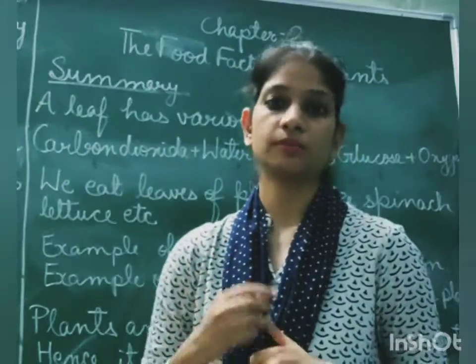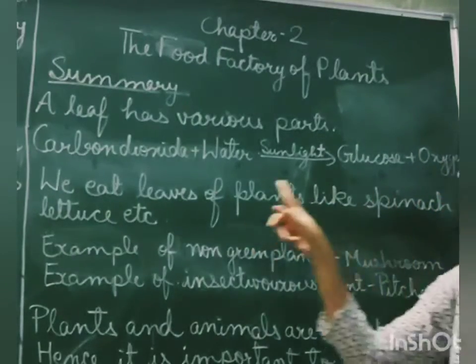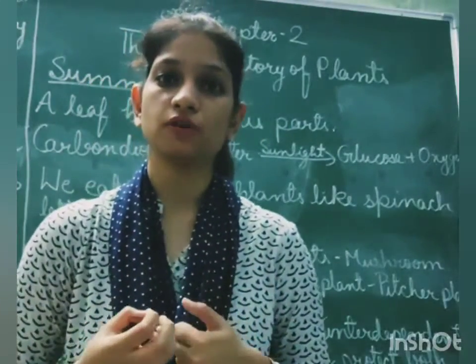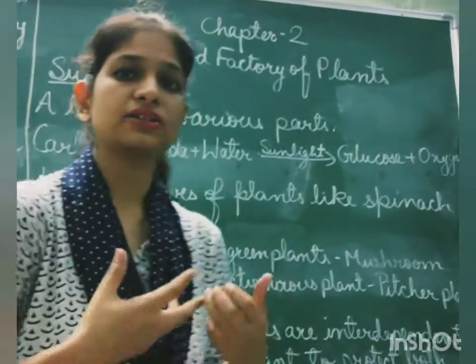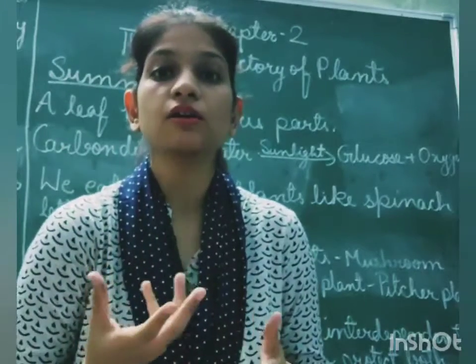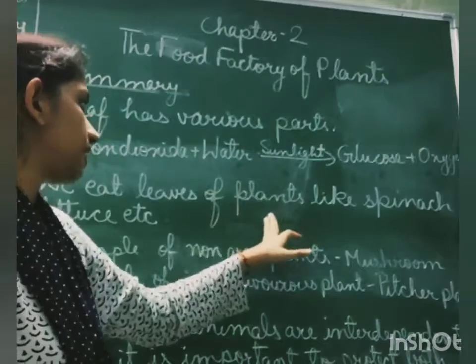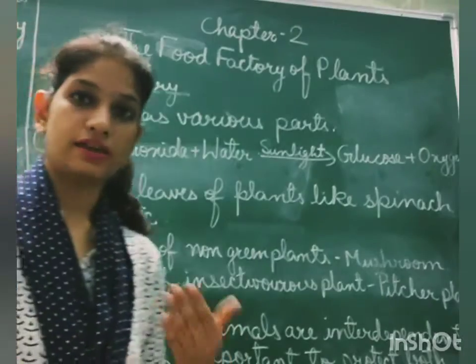Now let's move on to the third point. The third point is we eat leaves of plants like spinach, lettuce, etc. Remember I taught you how the extra food of the plant is stored and converted into food for us, and that extra food is actually what we eat, right? Sometimes it is also stored in the form of fruits like pomegranate. So that is the extra food that was converted into a fruit and we eat it. Similarly, there are certain plants whose leaves we also consume. These are spinach, lettuce, etc.